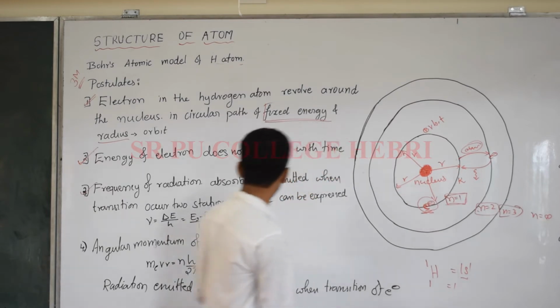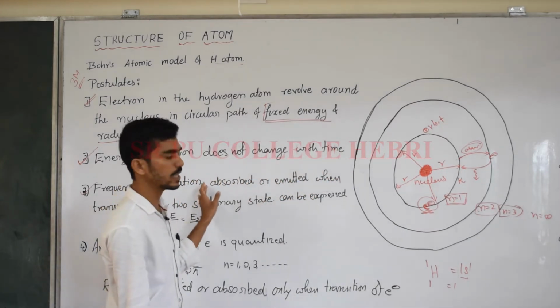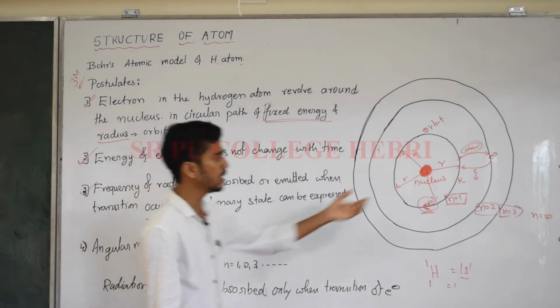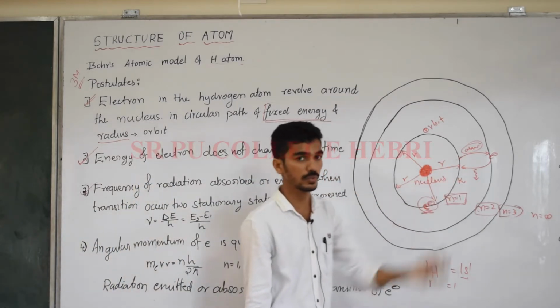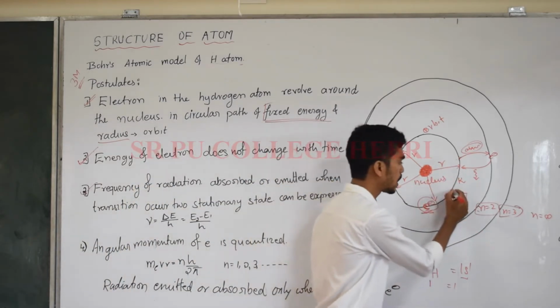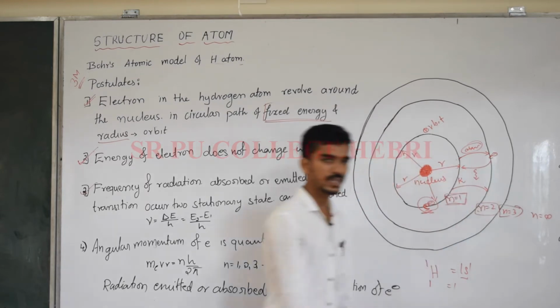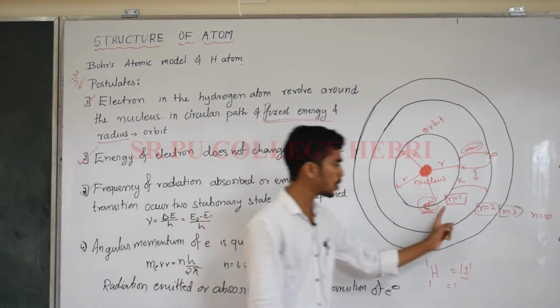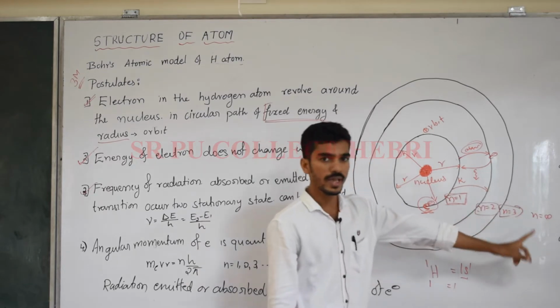So here, what is that? Frequency of radiation absorbed or emitted. Here it can absorb and it can also emit. When it absorbs, what happens? The electron jumps from the ground state to an excited state. When the electron jumps from the ground state to the excited state.